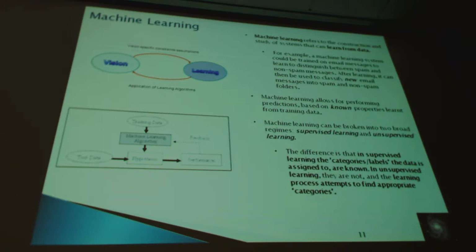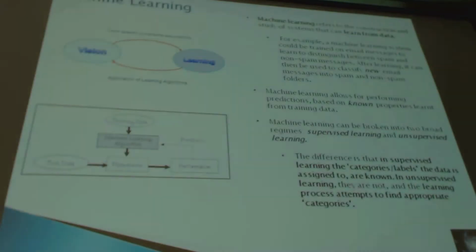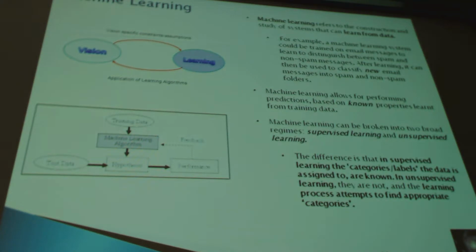Now, machine learning also allows for performing predictions based on known properties or a training set. For example, you have a training data set, you apply a machine learning algorithm and you create a hypothesis, that's a prediction, which may not be accurate. Then you apply that hypothesis to test data and you measure the performance of your prediction. Based on the feedback, you improve your algorithm. So that's the reason it's a learning system.